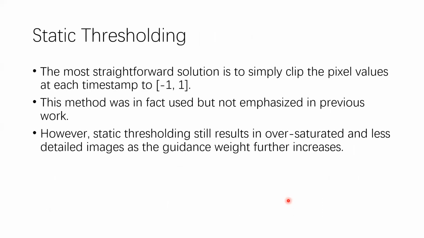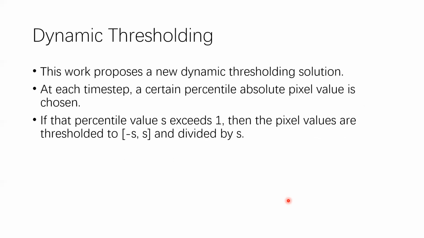To solve this issue, the most straightforward solution is to simply clip the pixel values at each time step to -1 to 1. They call this approach static thresholding. This method was in fact used, but not emphasized, in previous work. However, this technique still results in oversaturated and less detailed images as the guidance weight further increases. So in this work, they propose another technique called dynamic thresholding.